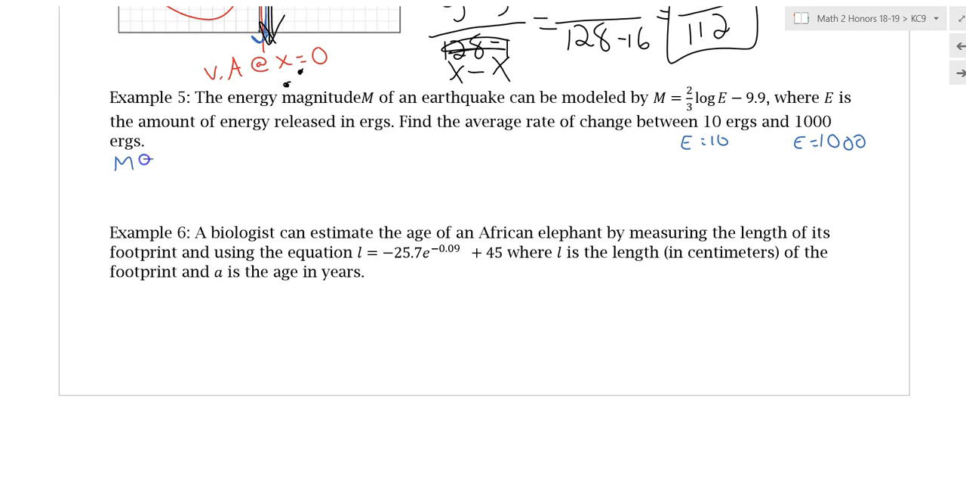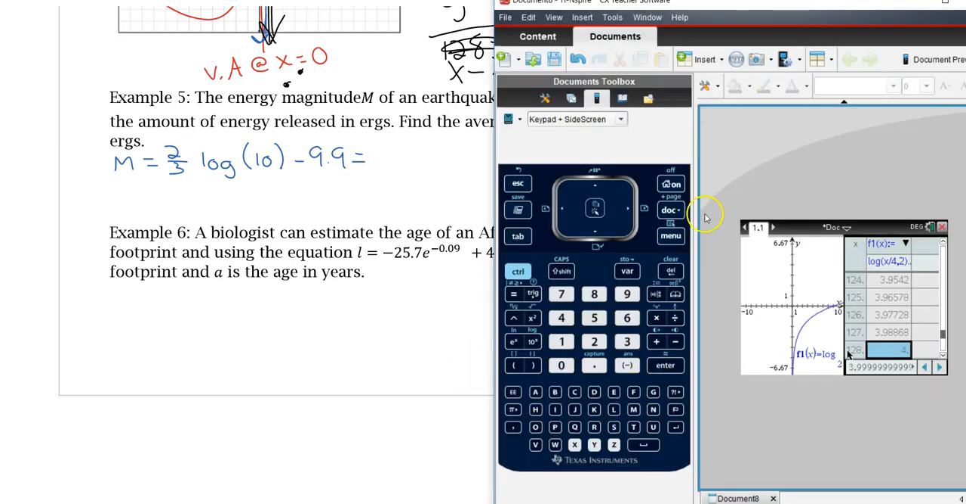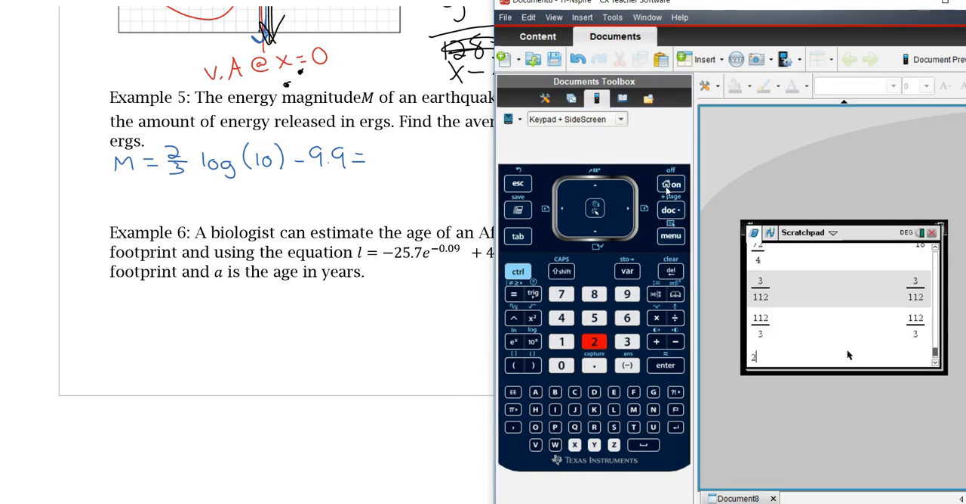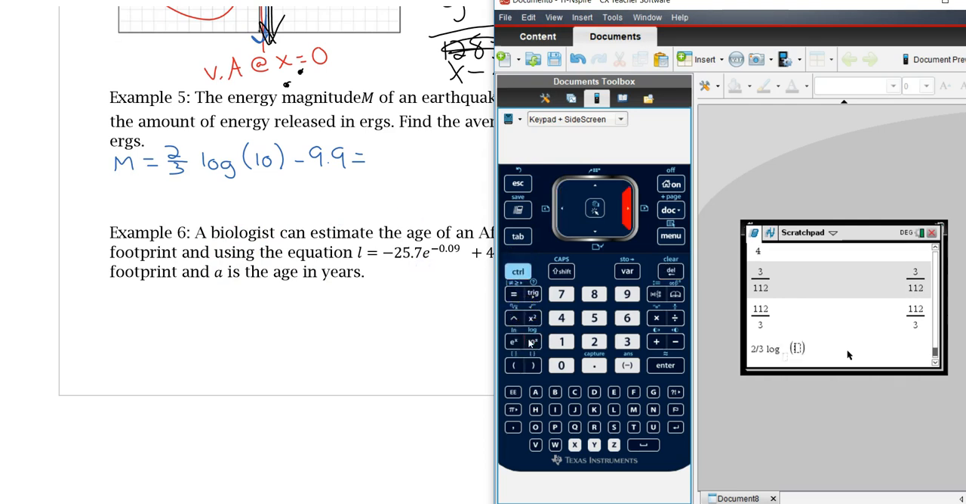The other thing you could do is just plug it in. So M equals 2/3 log of, instead of E, I'm going to plug in 10, minus 9.9. And I'm going to type that into the calculator portion. So we have 2/3 log, make sure you hit control first, control log. This would be base 10. If it's a common log, you don't have to put a base. Minus 9.9. We get negative 9.23. I'll go to hundredths.